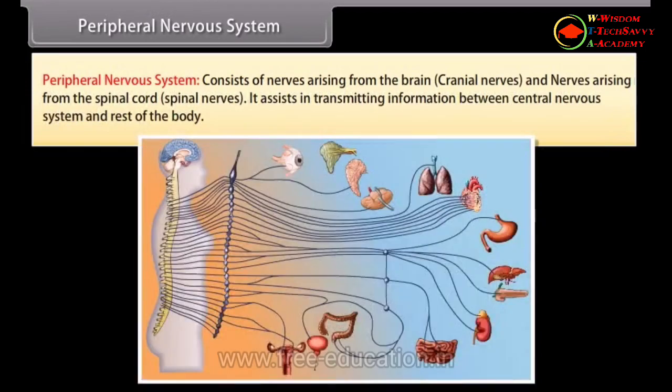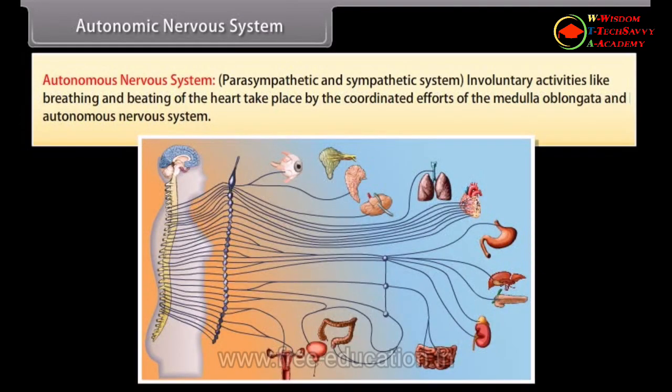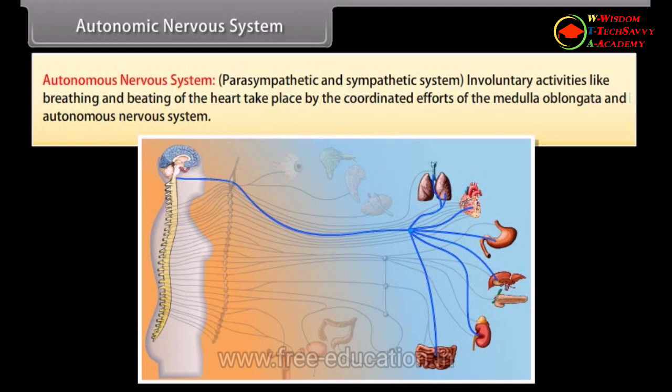Peripheral nervous system. Peripheral nervous system consists of nerves arising from the brain, cranial nerves, and nerves arising from the spinal cord, spinal nerves. It assists in transmitting information between central nervous system and the rest of the body. Autonomic nervous system: parasympathetic and sympathetic system. Involuntary activities like breathing and beating of heart take place by the coordinated efforts of the medulla oblongata and autonomous nervous system.